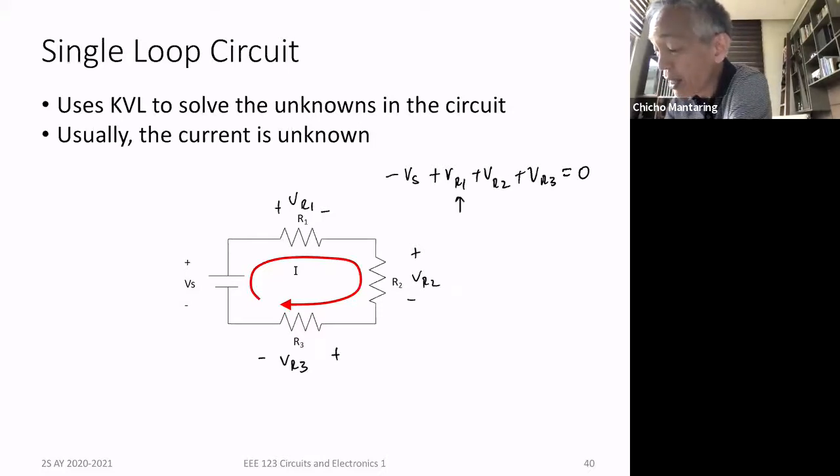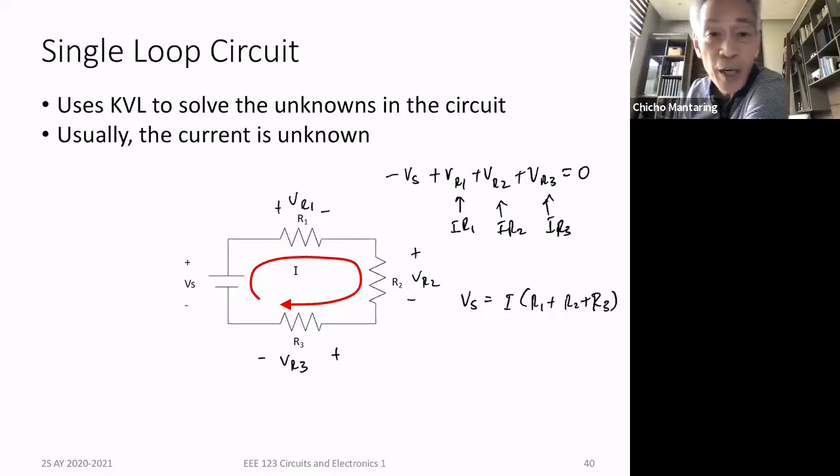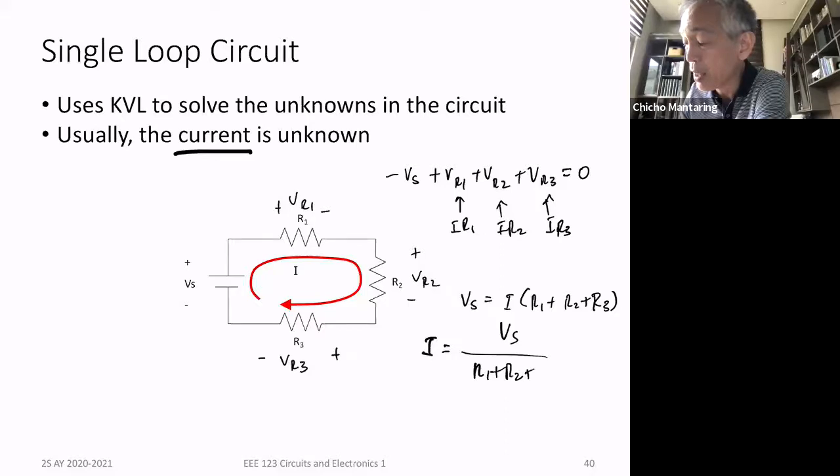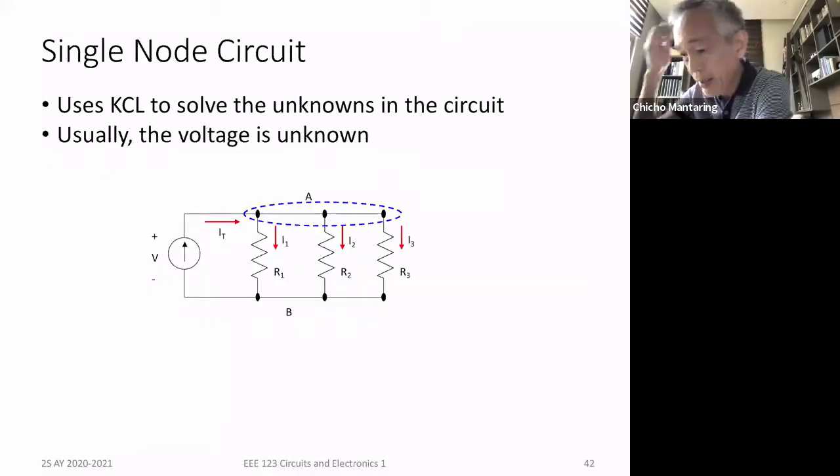Now VR1 is I times R1, VR2 is I times R2, VR3 is I times R3. So I'm just going to get Vs, and I'm going to shortcut this. This is just equal to I times R1 plus R2 plus R3. Now, usually in circuit analysis, alam natin yung mga voltages and voltage sources and resistance values. So the usual unknown is the current. So I is just Vs over R1 plus R2 plus R3.